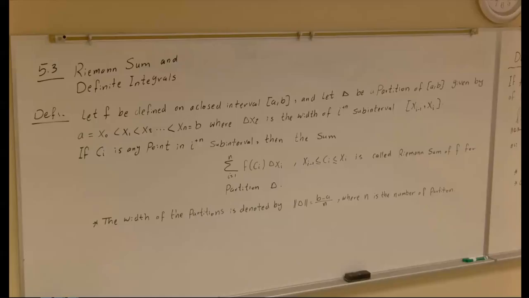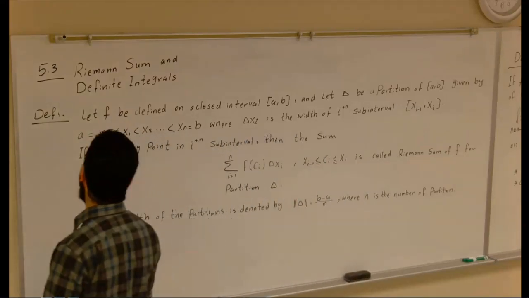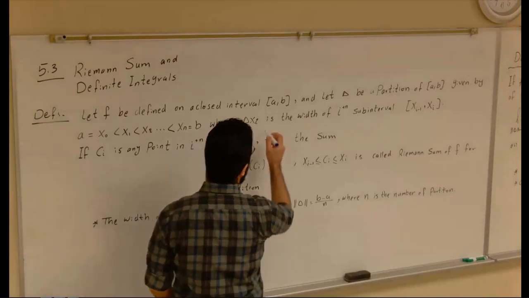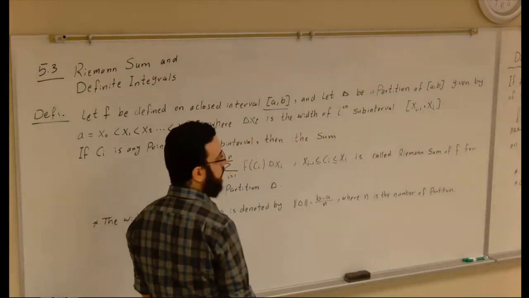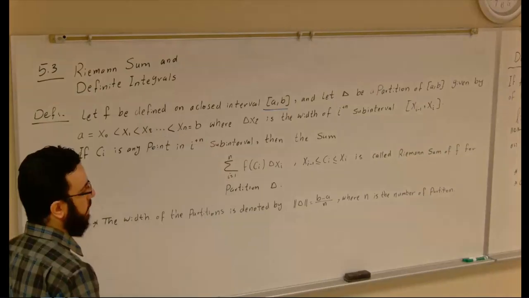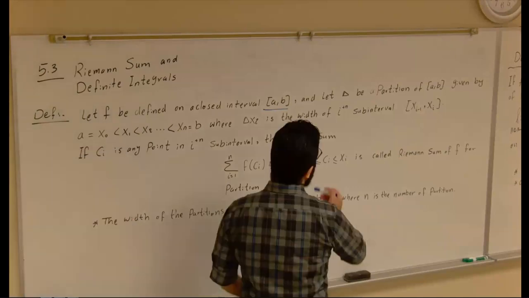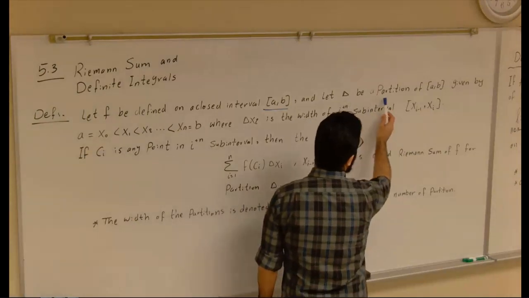Let's start section 5.3, Riemann sums and the definite integral. So here is the first definition of the meaning of a Riemann sum. Let f be defined on a closed interval. And keep in mind, we're always going to use a closed interval because we need to find the area, that means from this point to this point. And let delta be a partition of [a, b].